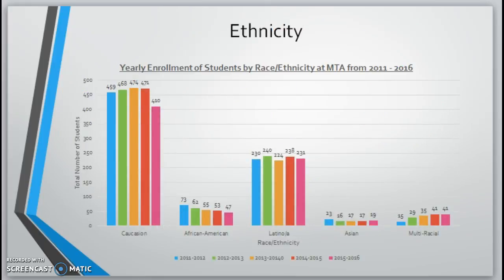The ethnicity makeup of students at MTA consists mainly of Caucasian students. However, this past year we have seen a decline in the number of Caucasian students enrolled at MTA. We have also seen a steady decline in the number of African American students, while we have seen a steady increase in the number of multiracial students enrolled at MTA. The population of Latino students and Asian students has remained steady over the past 5 years.